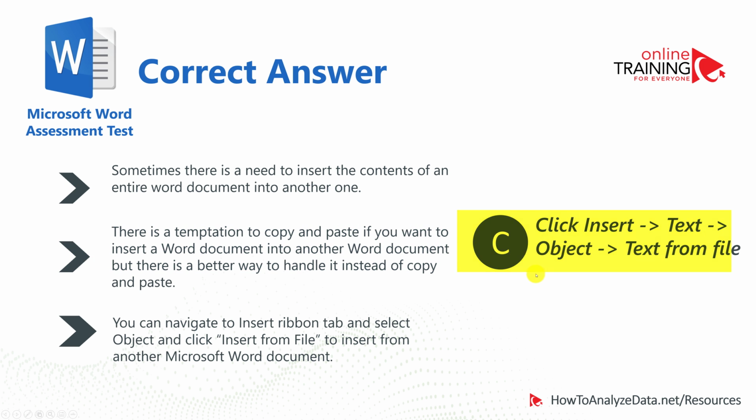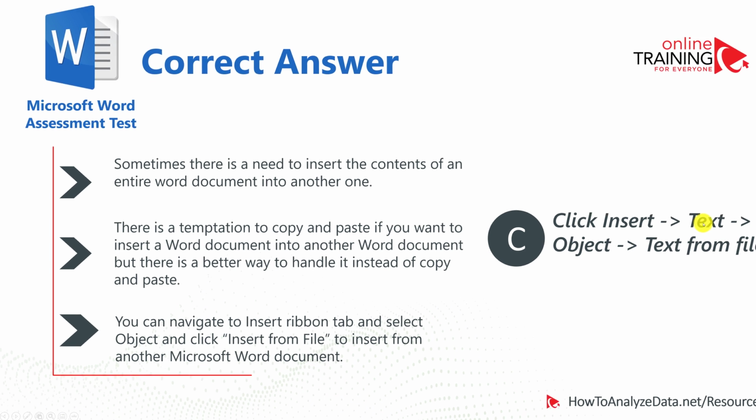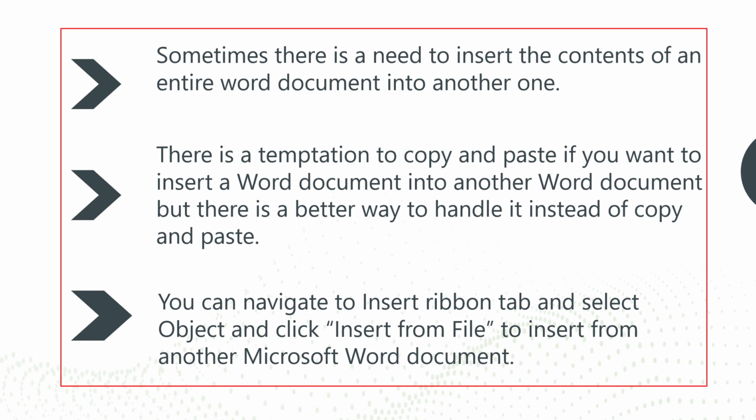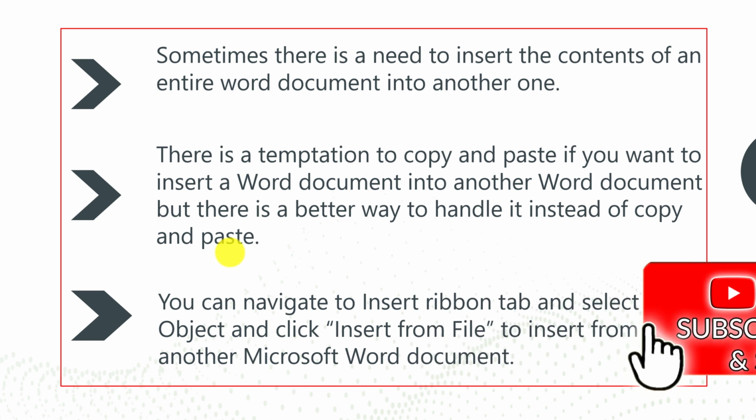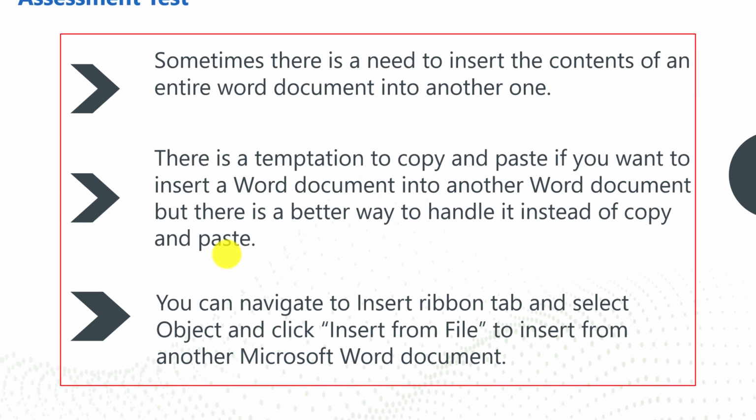So the correct choice here is C. You need to click Insert, Text Object, and Text from File. A lot of times you're trying to just do copy and paste, but a more efficient way is to navigate and do an insert of an external file right inside of Microsoft Word.